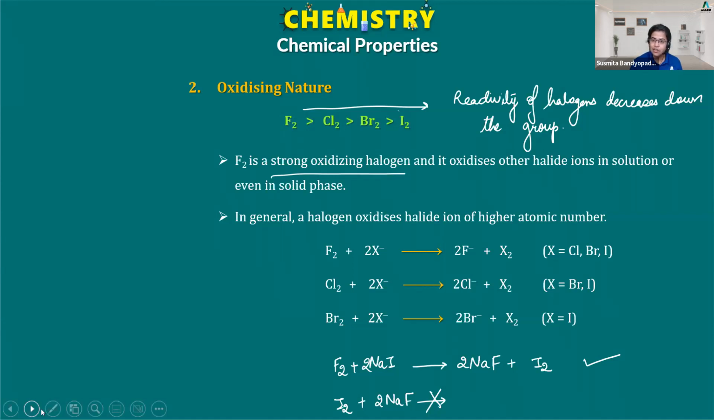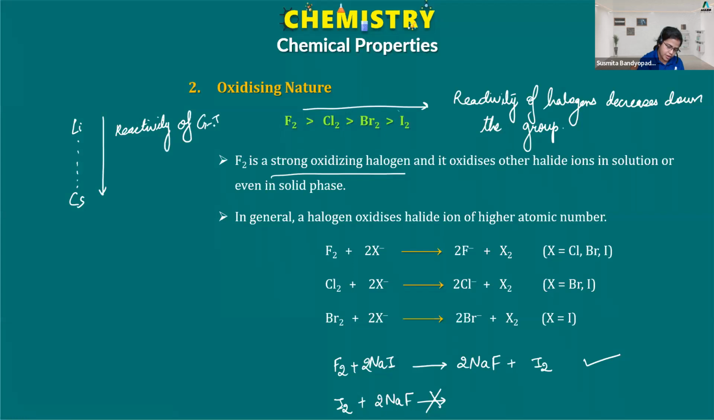What about the reactivity of alkali metals down the group? Now, the reactivity of halogens decreases down the group. But if I talk about the alkali metals, their ionization energy decreases. It's easier to remove their valence electron, and hence the reactivity of group 1 increases down the group.